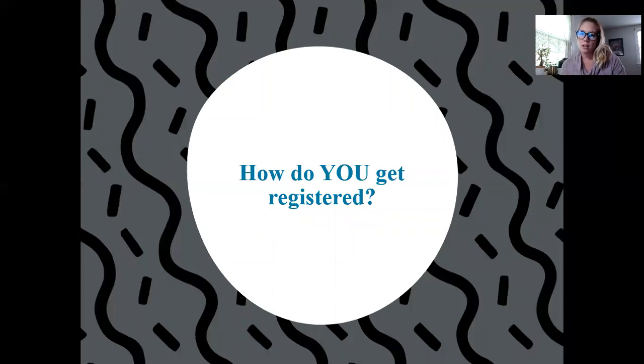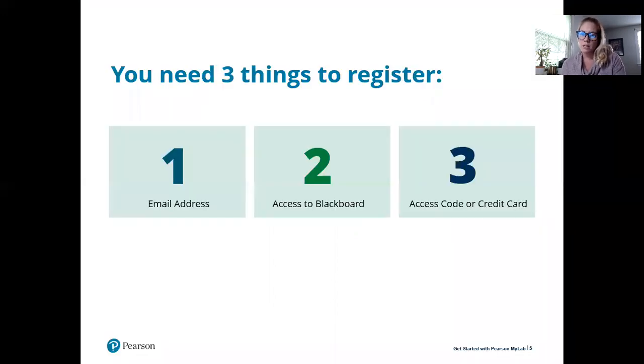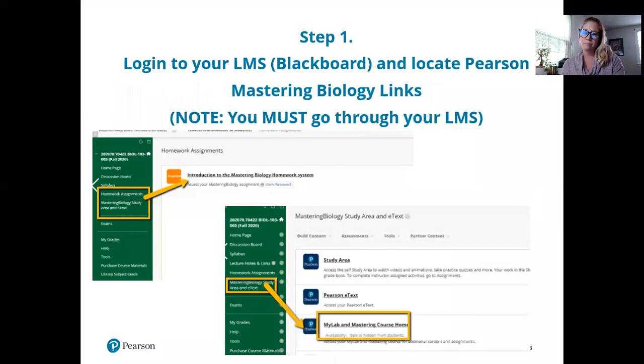So now I want to walk through how you get registered, what you get, like your different purchase options, because there's a lot of them out there, so I want to clarify what they are, and then tech support. You need these 3 items to get started. You need an email address. We do ask that you use a George Mason email. You need access to your Blackboard course, and then either an access code or credit card, because the third thing is a purchase decision that will need to be made.